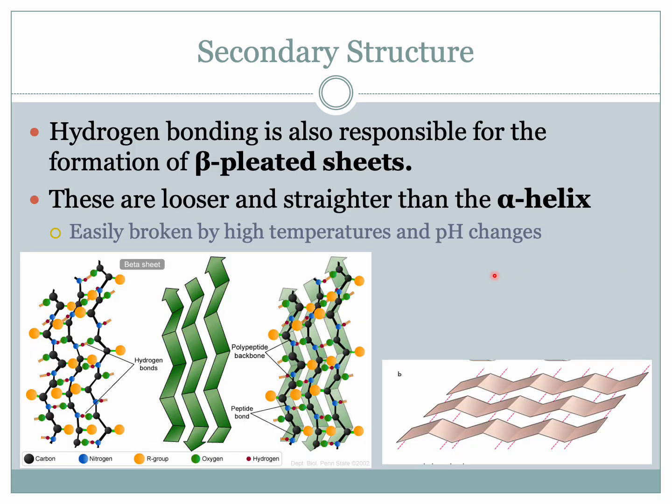Hydrogen bonding is also responsible for the formation of beta pleated sheets. These are looser and straighter than an alpha helix. Again, they can easily be broken by high temperatures and pH changes. If you look at the diagram, it kind of looks like a pleated sheet.